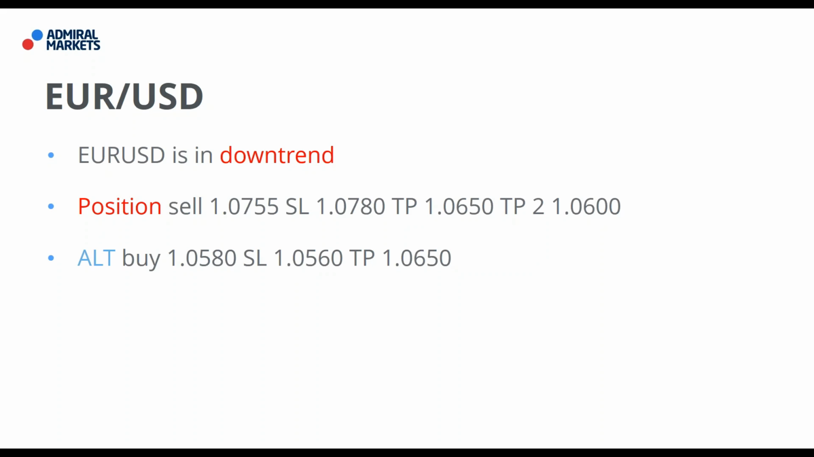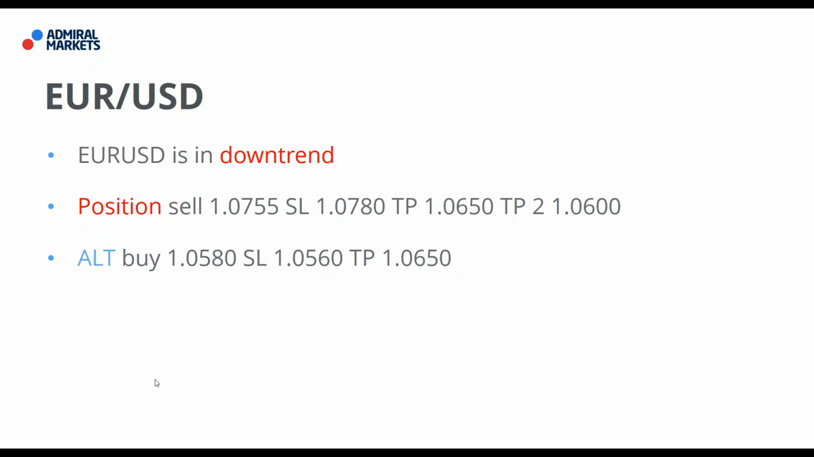So here you see euro dollar is in a downtrend. We see a positional trade. It's a sell trade around 755. I will sell it there. Stop loss is 780. TP is 0650, with 0600 as the next TP. Or there will be an alternative buy around 0580, 0560 stop, TP 0650. So let's see what will happen. But my primary, what I would like to see, is a sell trade.